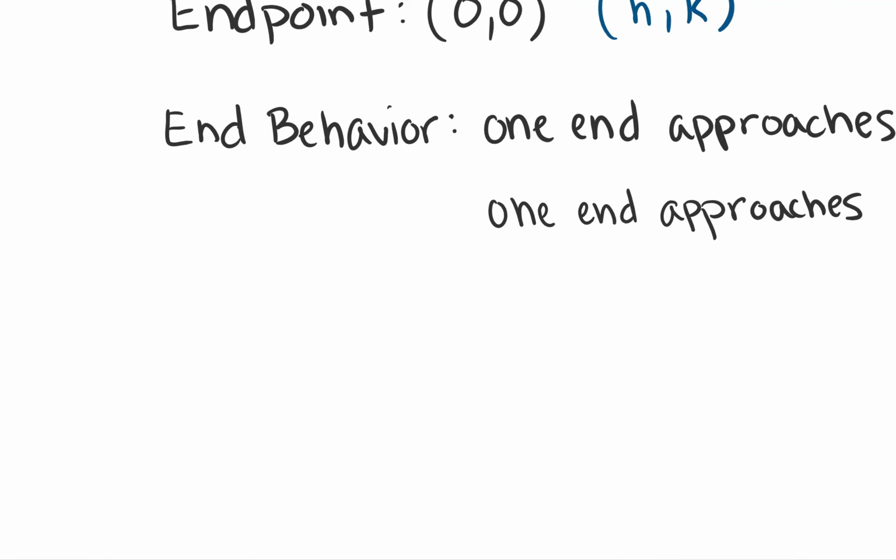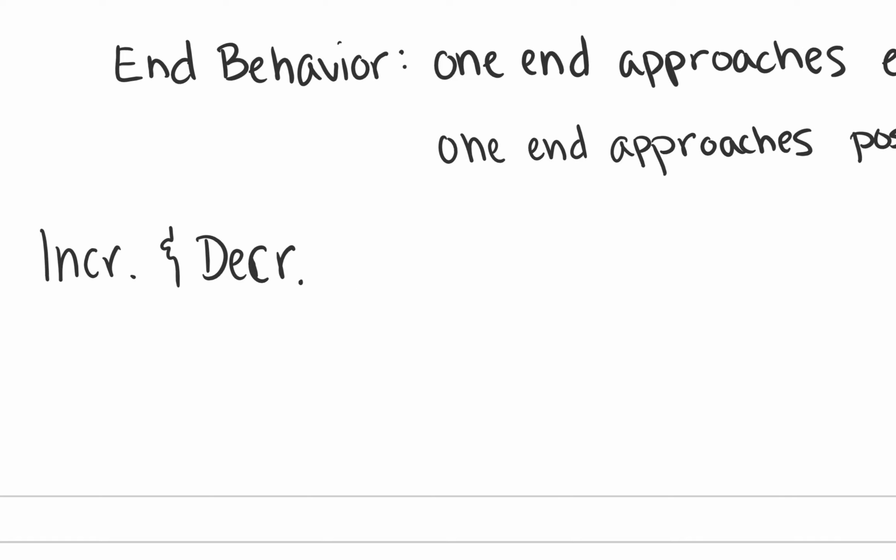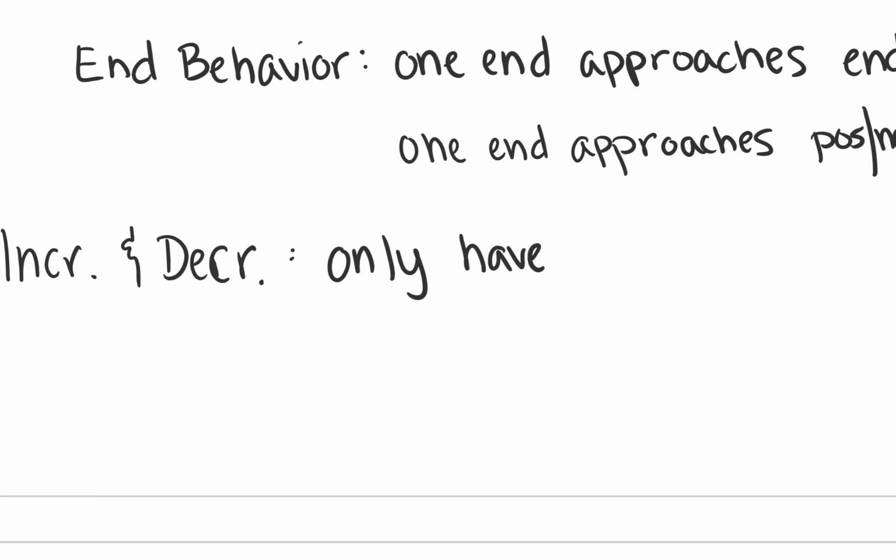And then the last ones we have are increasing and decreasing. I like to just abbreviate increasing and decreasing. So, increasing and decreasing intervals. For radicals, for square roots, you can only do one. So you only have one or the other. You don't have both.